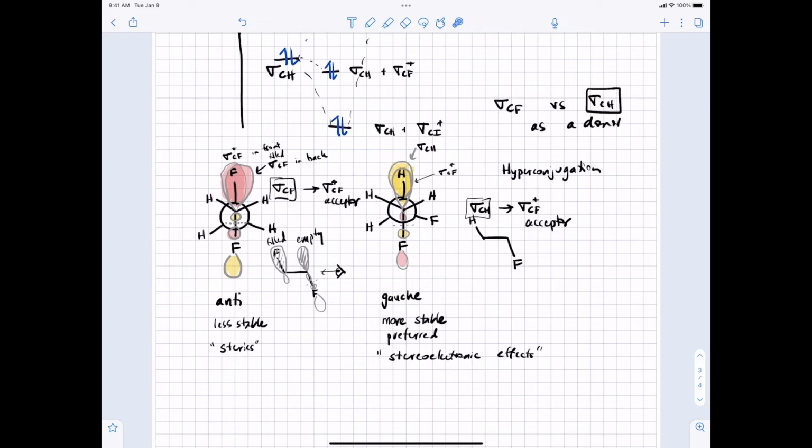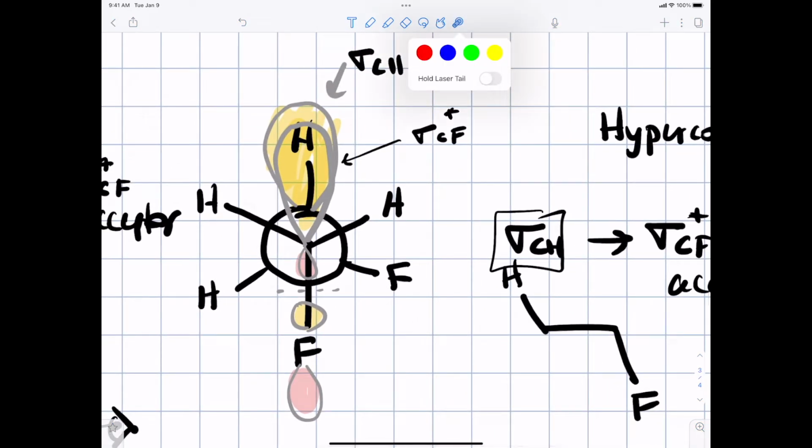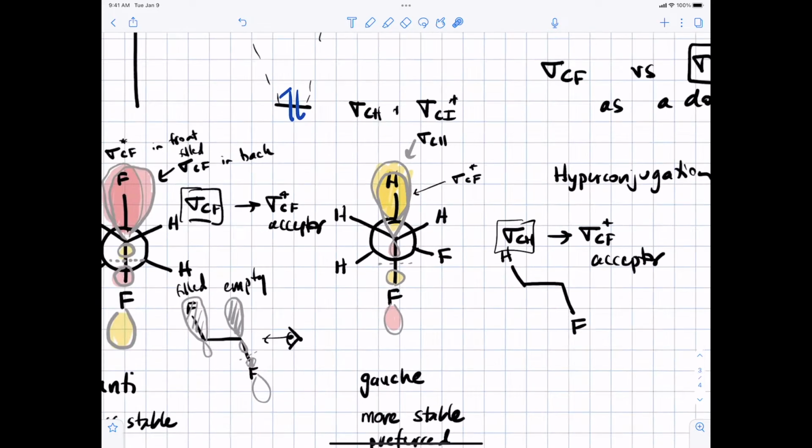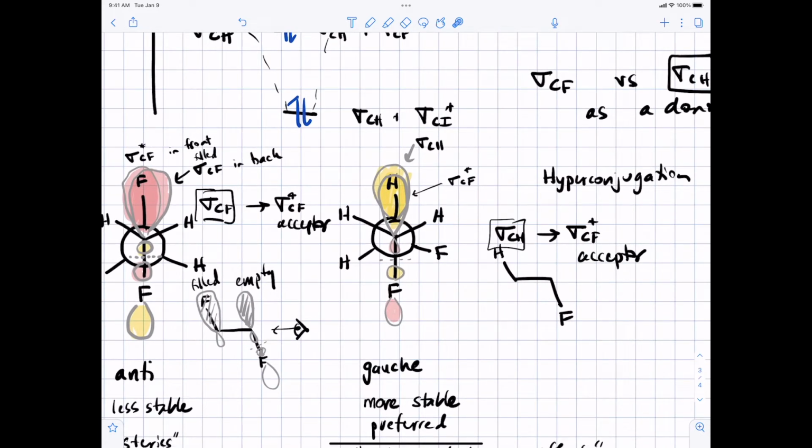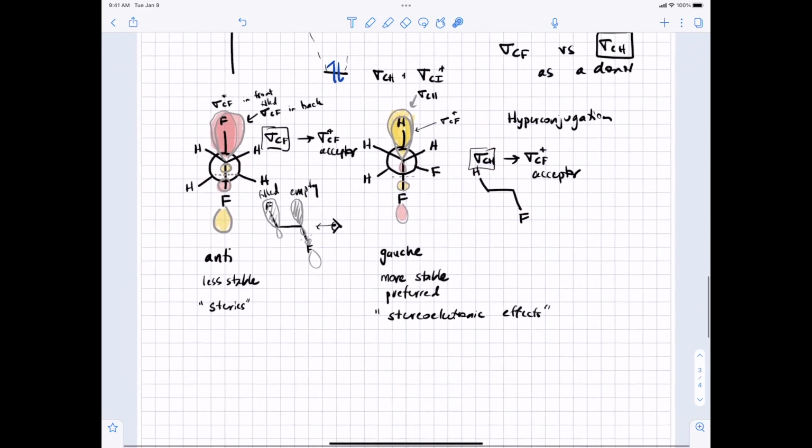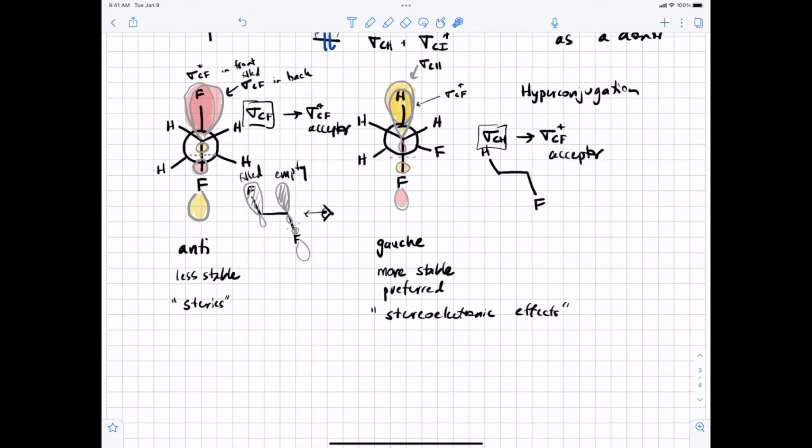Notice in the gauche conformation, what happens is both fluorines, the one in the front and the one in the back, both of their sigma stars get to overlap with better donors, the carbon-hydrogen bonds instead of the carbon-fluorine bonds. Okay? So it's kind of a cool effect that overwhelms whatever steric preferences are there. And this is called the gauche effect. But it's based in hyperconjugation.